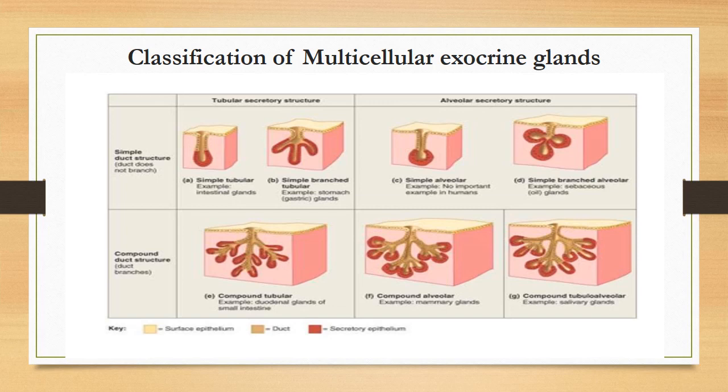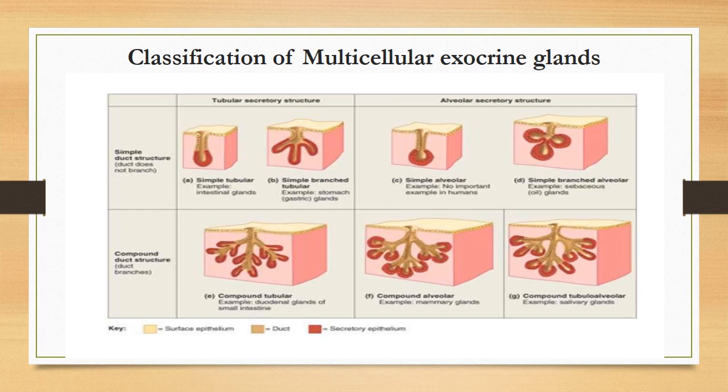Now you see in the simple glands, the duct is a single one. It is not branching, although the parenchyma or the secretory portion may branch, the duct is single. So you can see here that there is a single duct and the secretory or parenchymal portion is tube-like. So we call it a simple tubular gland. Examples are the intestinal glands.